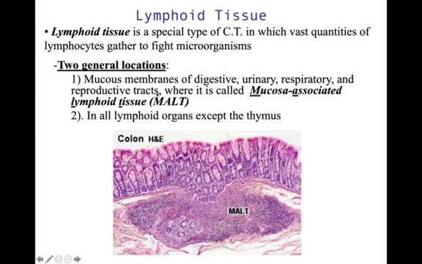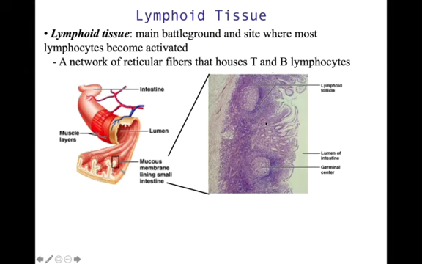So you're basically going to find MALTs in all lymphoid organs except where? Except in the thymus. The thymus is more like West Point. We're not expecting a battle to occur within that thymus. This is where immunocompetence occurs, not these antigenic challenges. Lymphoid tissue is the main battleground site where most lymphocytes become activated. So again, you find MALT, and you also find it within your lymph nodes, your spleen, and your tonsils.